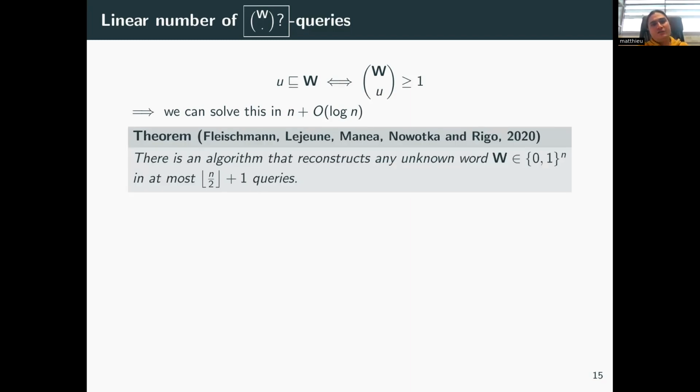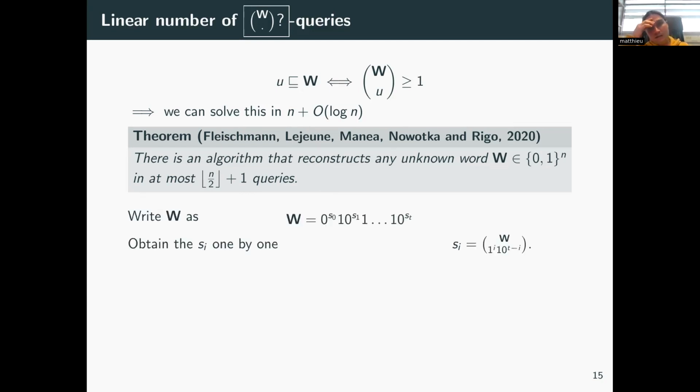So Fleischmann, Lejeune, Manea, Nowotka, and Rigo proved that you can do better than this. There is an algorithm that constructs W in at most n over 2 plus 1 queries, which is better than n plus 1. So what's the idea? You can write W again in this form. It only costs you 1 query to get the number of ones. Now you know that W looks something like this, and then you can find the s_i one by one.